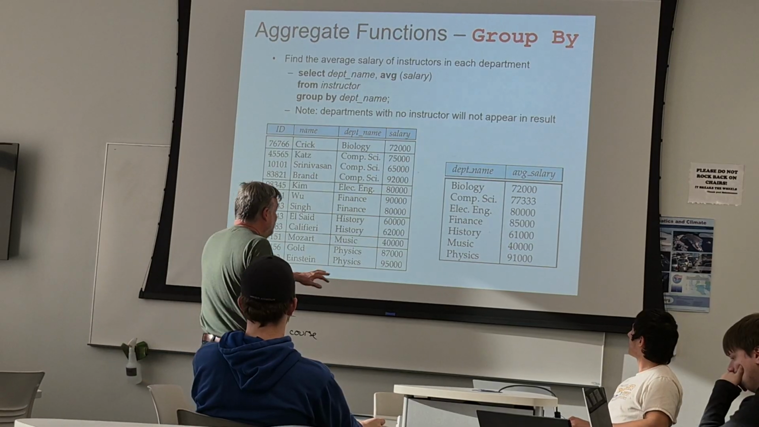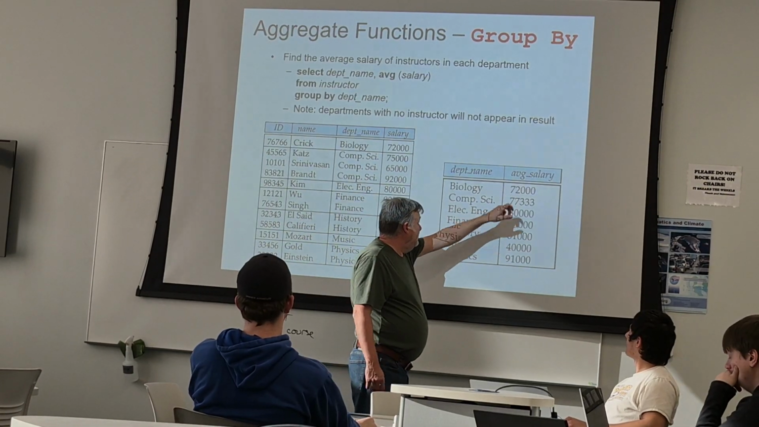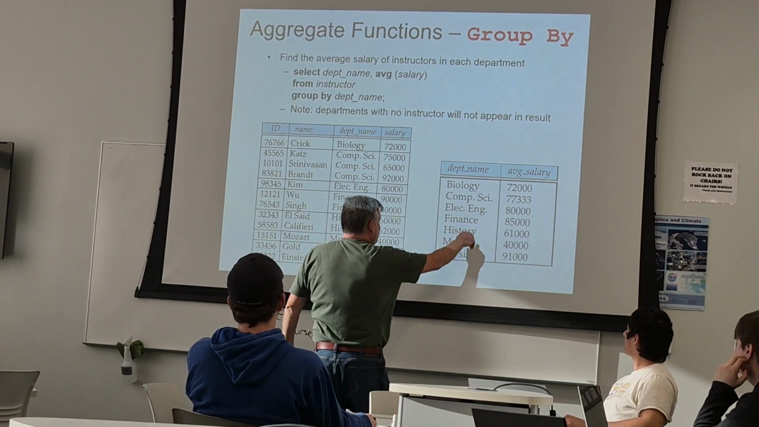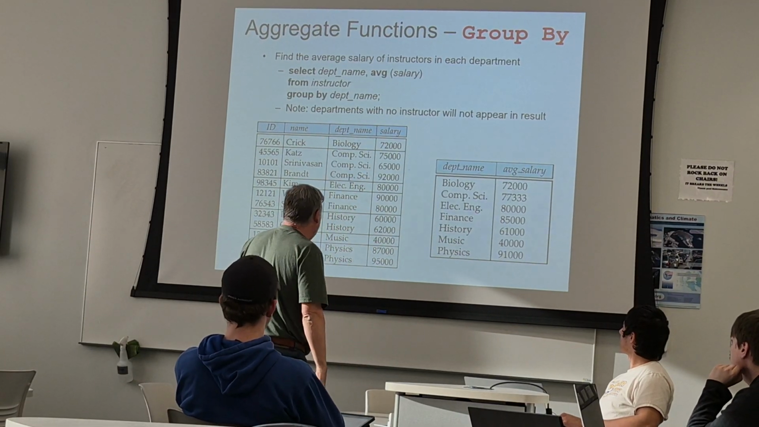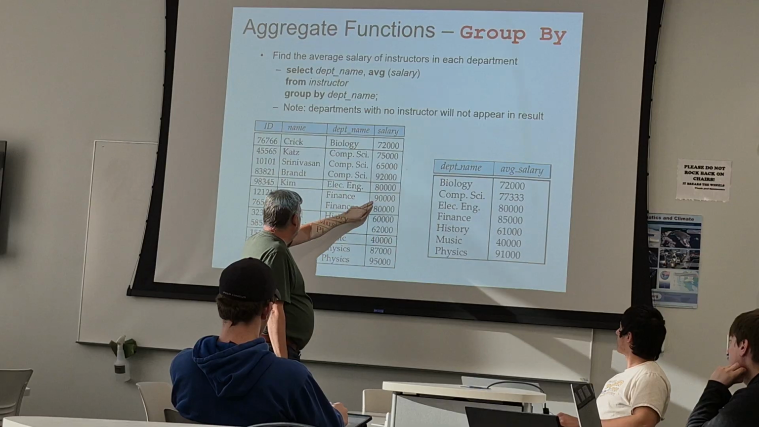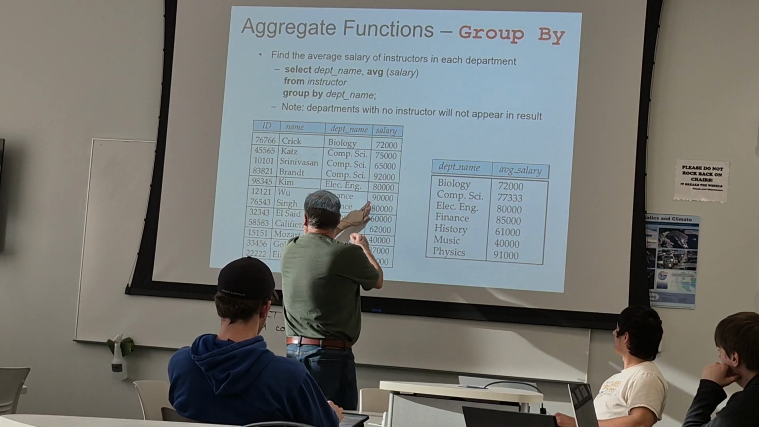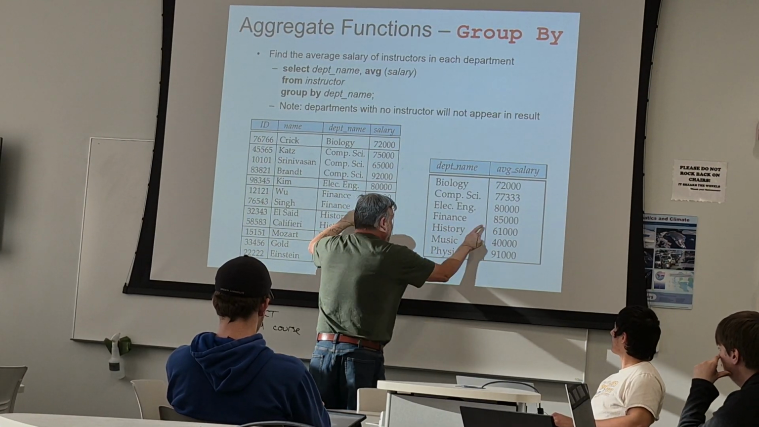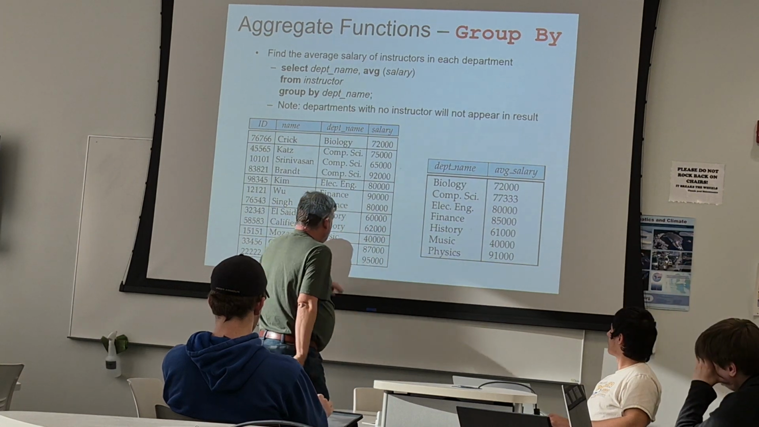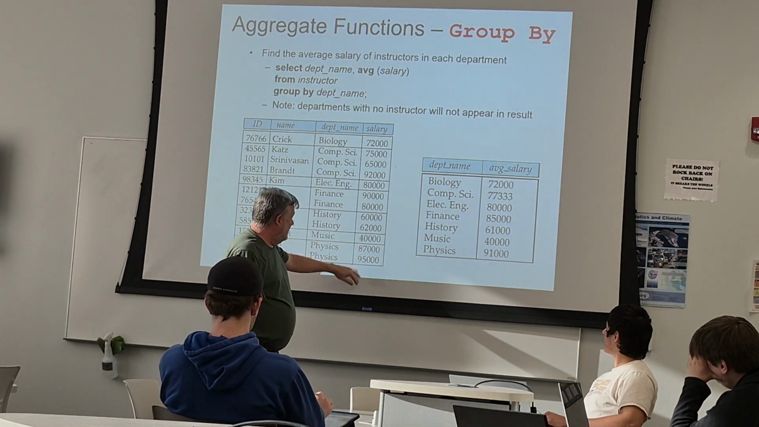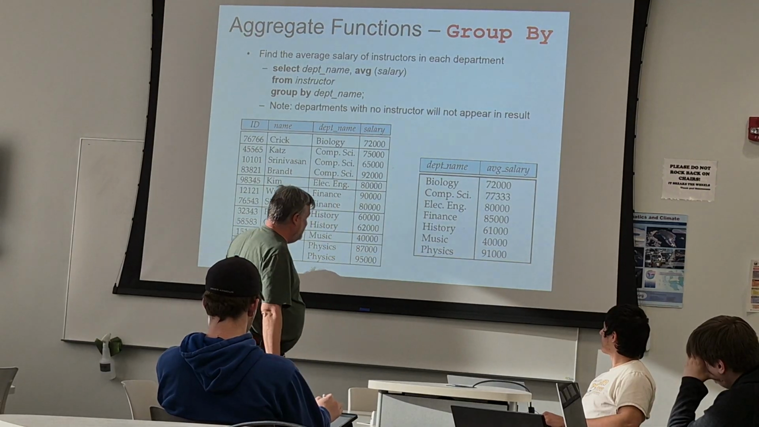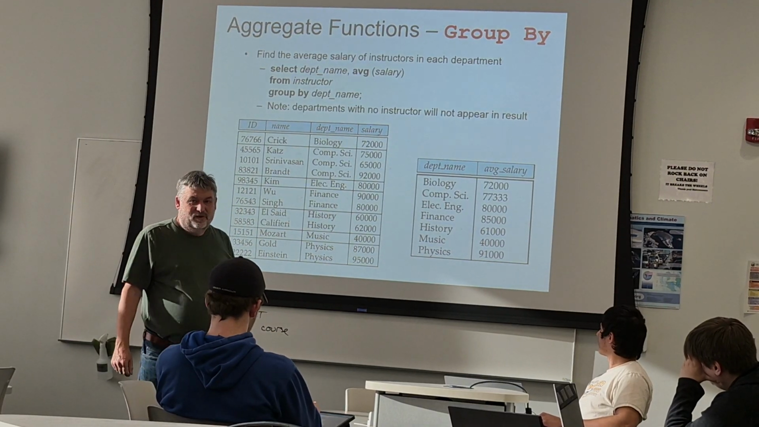And I think a lot of these make sense. An average of one value is that value. The average of 75, 65, and 92 is apparently 77.3. We pretty much figured that the average of these two values for the finance department would be 85,000, and 61,000 for the next one. I can't math quickly enough to figure out what physics should be, but I'll believe 91,000.